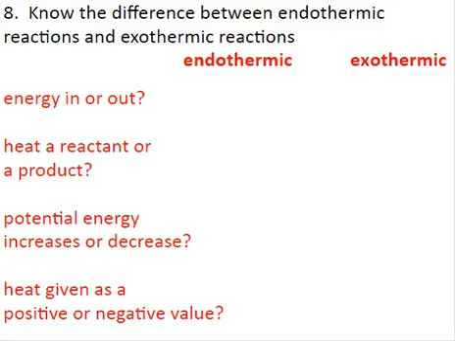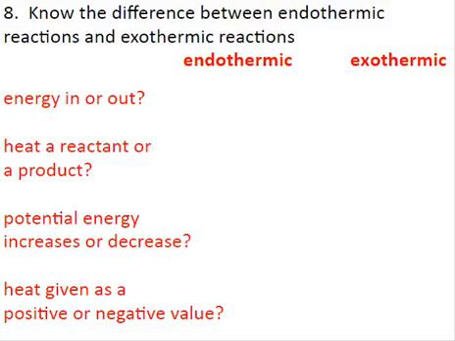Number 8 says, know the difference between endothermic reactions and exothermic reactions. Most of you at least are familiar with the word external, knowing that that means outside, and then internal, endo. Some of you maybe recognize this from biology, endoskeleton and exoskeleton. So the two prefixes just mean in or out, and then thermic means heat. So heat in or heat out.